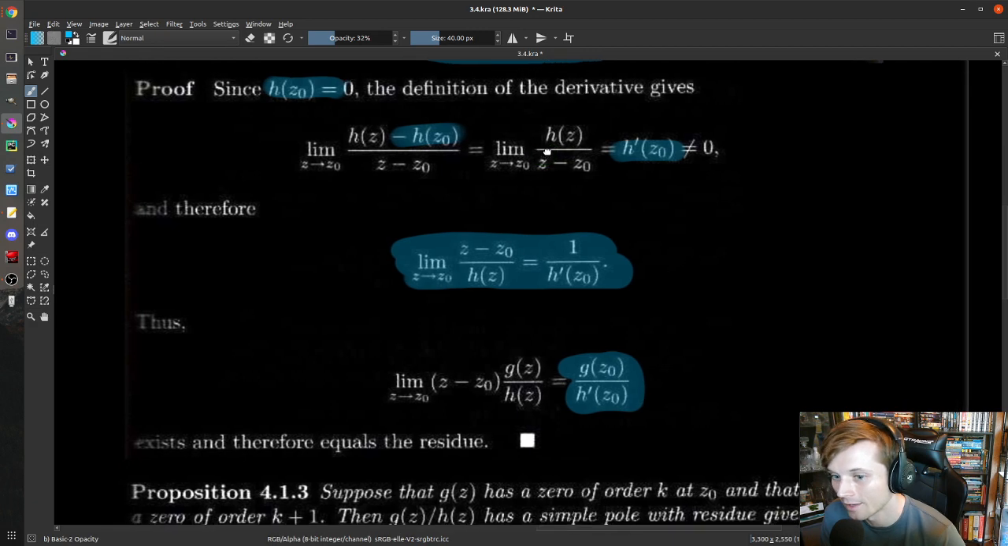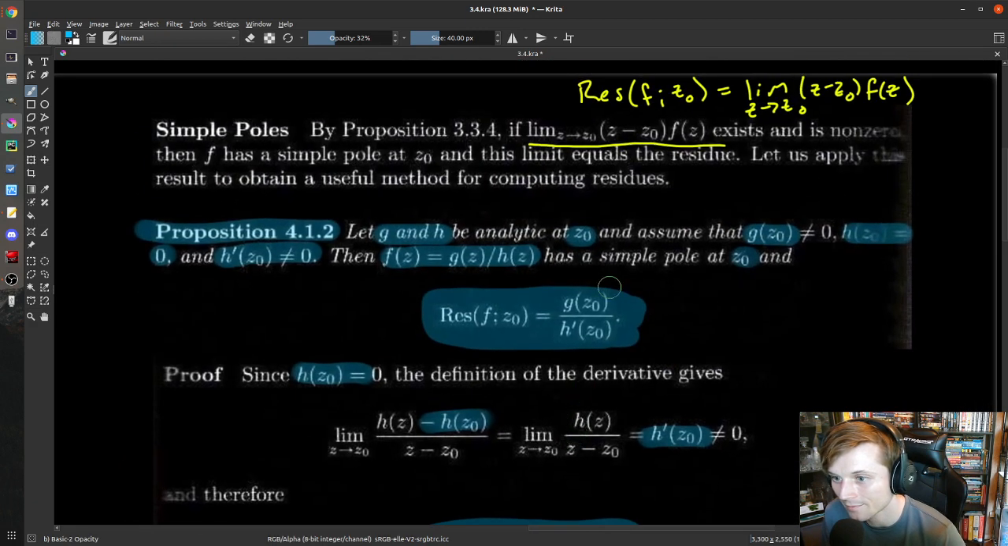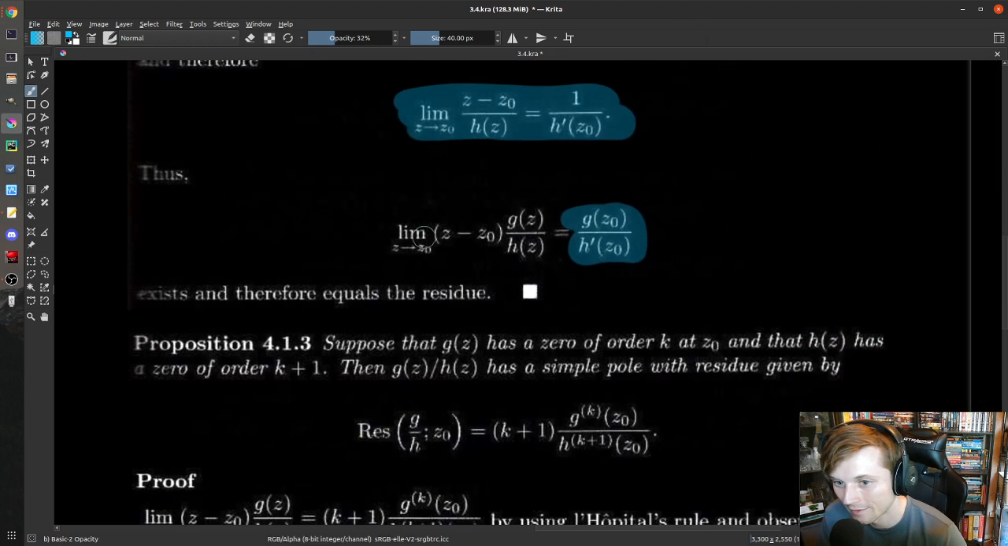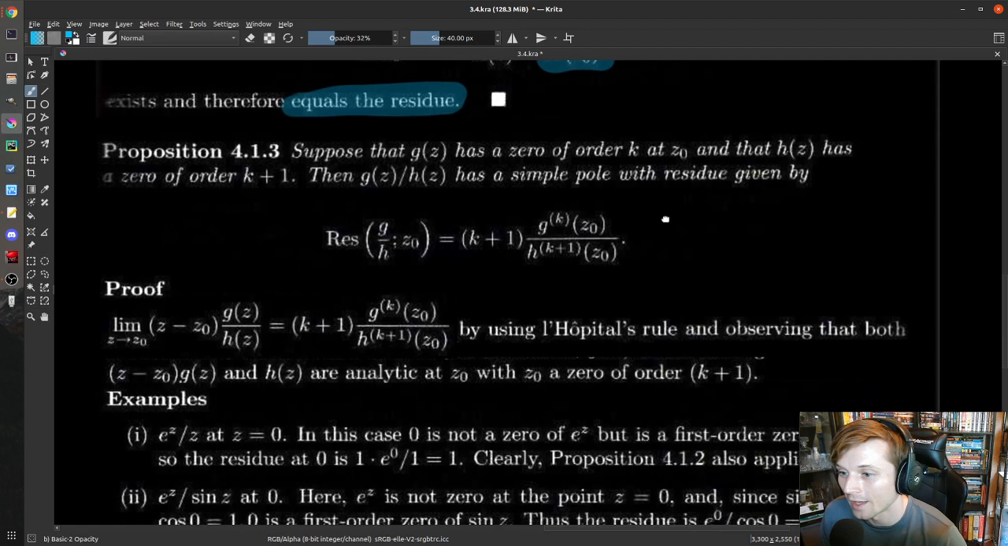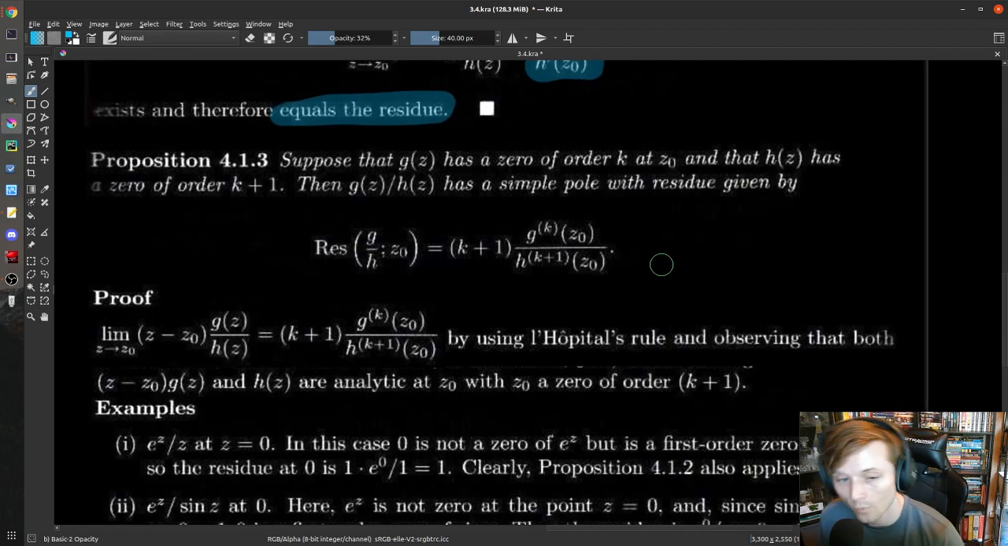But wait a second. This exists and is non-zero, and the limit equals the residue. So that is the residue. How about that? Kind of nice. This is pretty convenient. So one thing that I asked you to prove on the homework that was due tonight but is no longer due tonight is L'Hopital's rule. Proposition 4.1.3 basically is an application of L'Hopital's rule to the previous result.